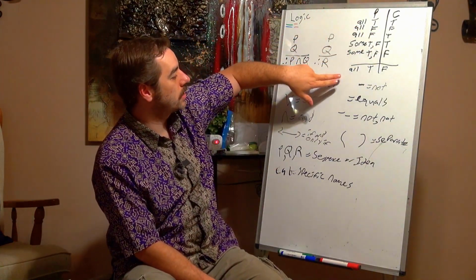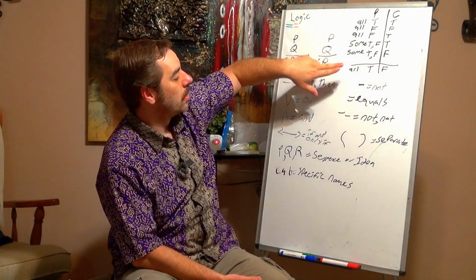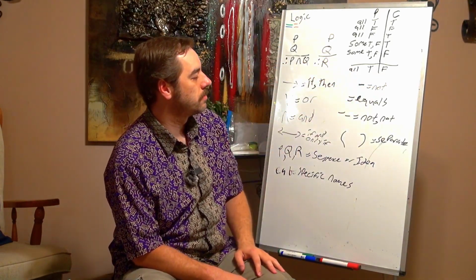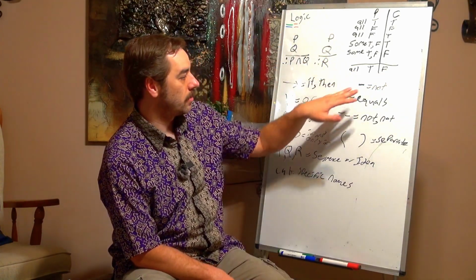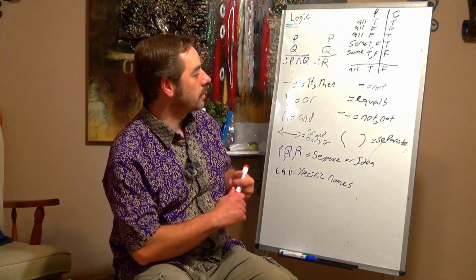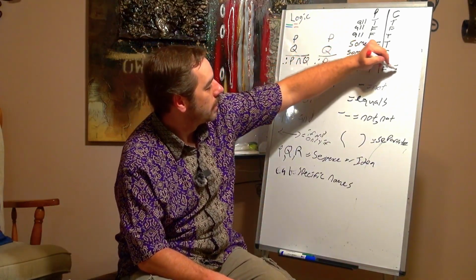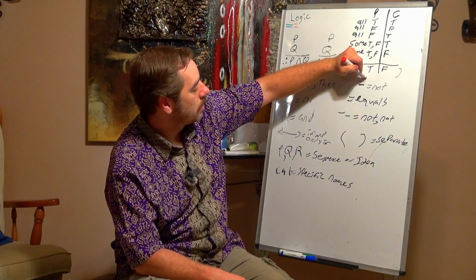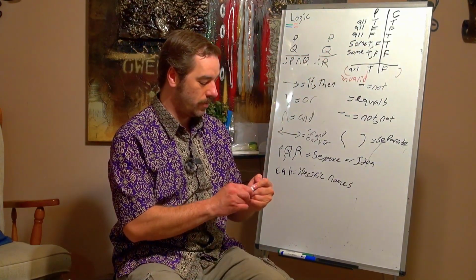Now, let's look at the case that all the premises are true, but the conclusion is false. That is an invalid argument. So this one down here at the bottom is invalid. We'll make a note. Invalid. And that'll help remind us what is valid and what is invalid.